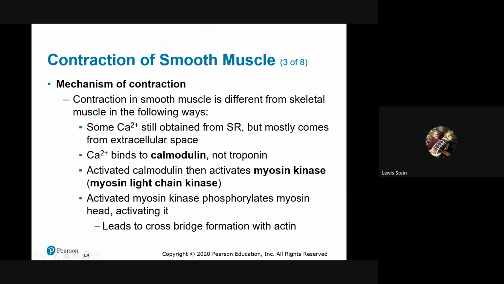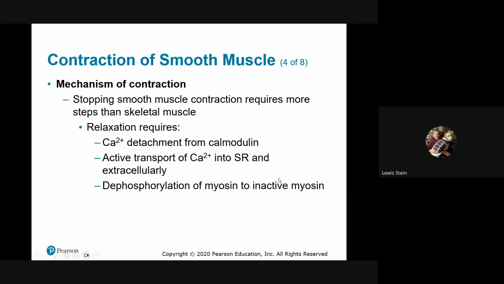The calcium binds to the calmodulin, not the troponin. The calmodulin then activates what are called myosin kinases. And those kinases are the ones that activate by phosphorylation the myosin heads and effectively cross-bridge. So the intermediary is a little bit different: calcium and calmodulin rather than just calcium on troponin, and then this intermediary of myosin kinase, which is activated.